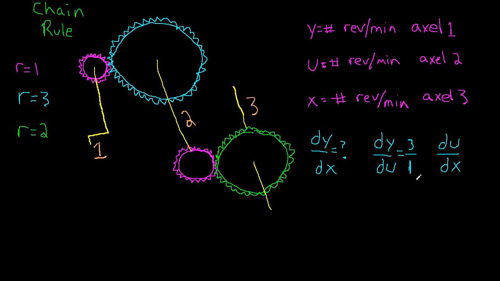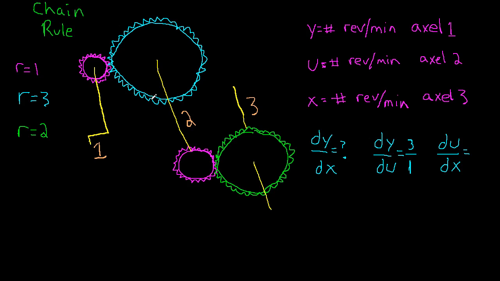Okay, it's a 3-to-1 ratio. Again, the change in y over the change in u is a 3-to-1 ratio. Okay, well, how about the second axle with respect to the third axle? Well, I want you to understand that this sprocket with the gears on it is attached to the bigger sprocket through the teeth, okay? But this sprocket is attached to the bigger sprocket by this axle.